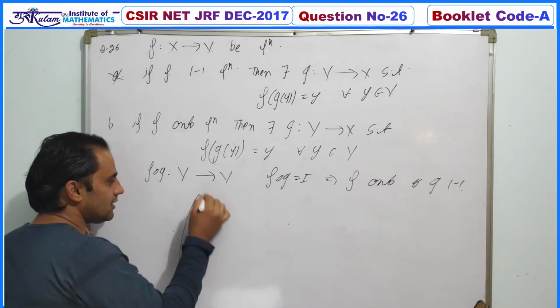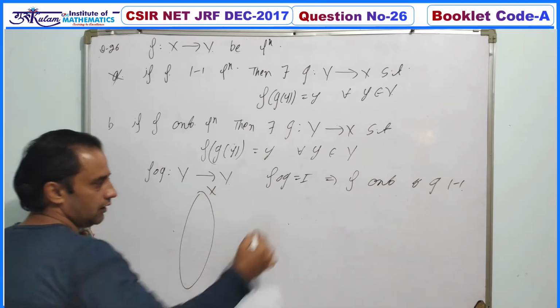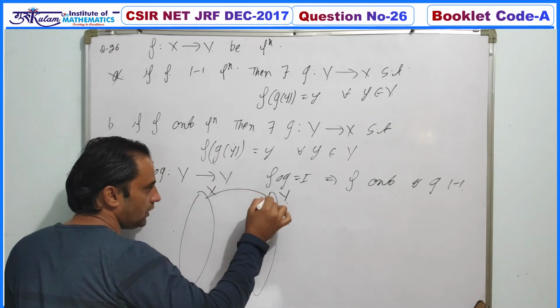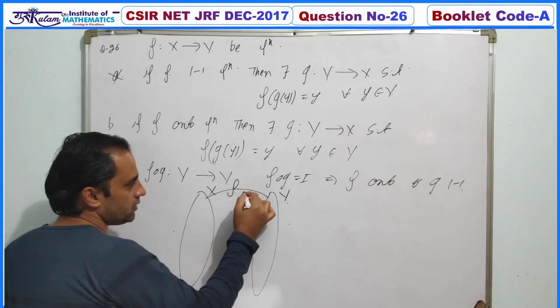So we have this set X and another set Y, and f is a function from X to Y which is an onto function.